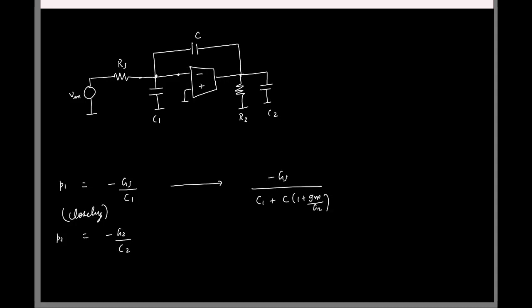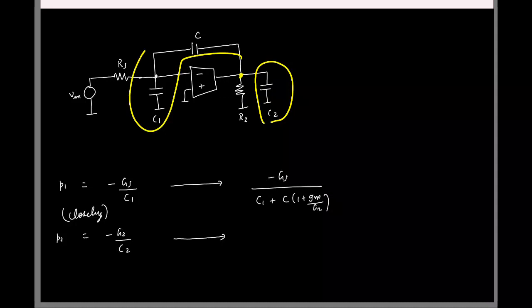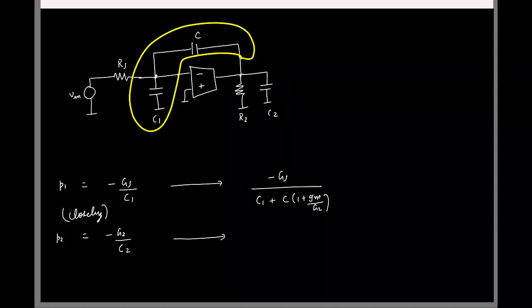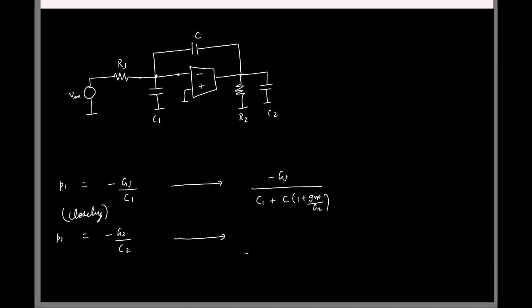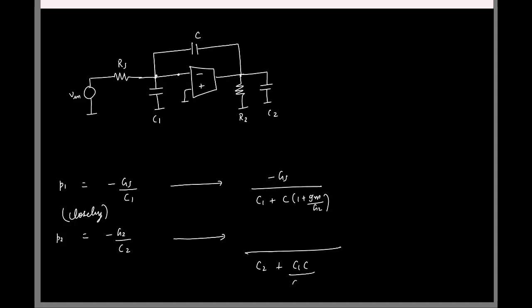Now similarly, if I look at the second pole, first, what is the total capacitance at the output node now? I have C2, and then the series combination of these two capacitors in parallel with C2. That was the total cap roughly. So the denominator is C2 plus C1C by C1 plus C.